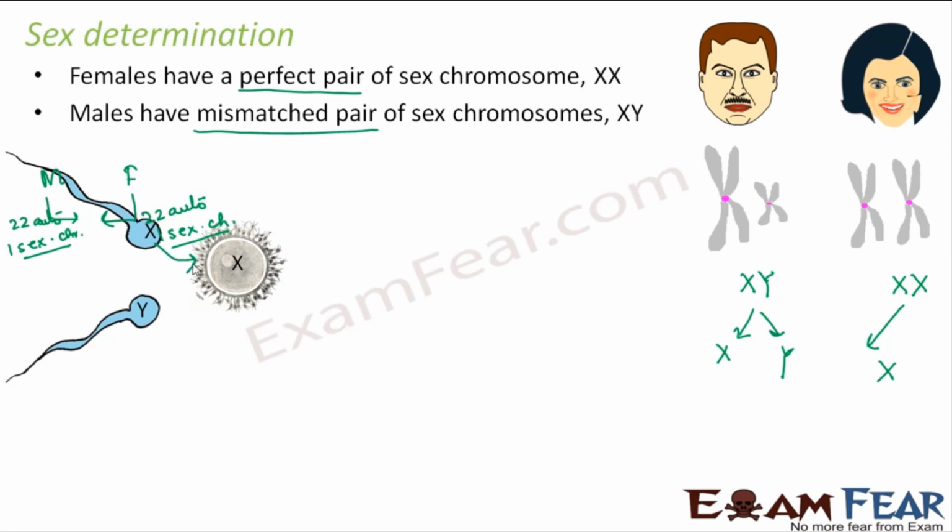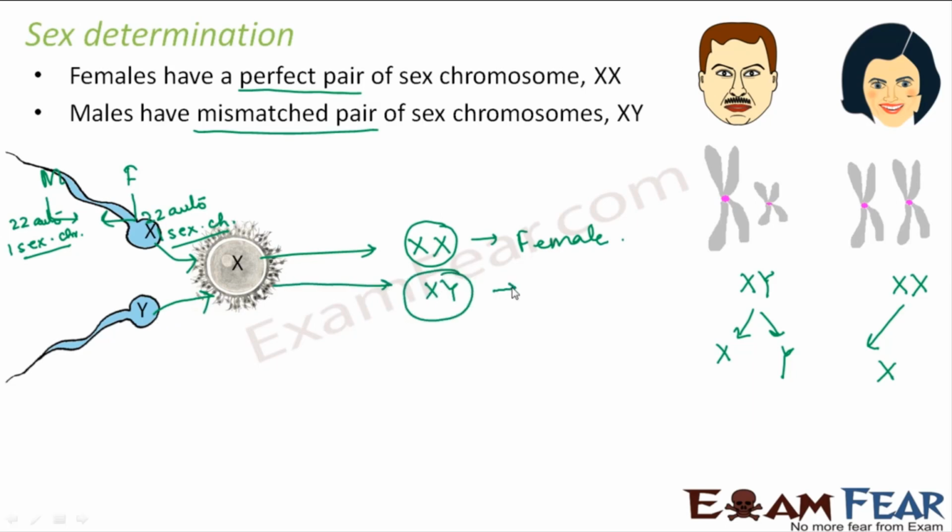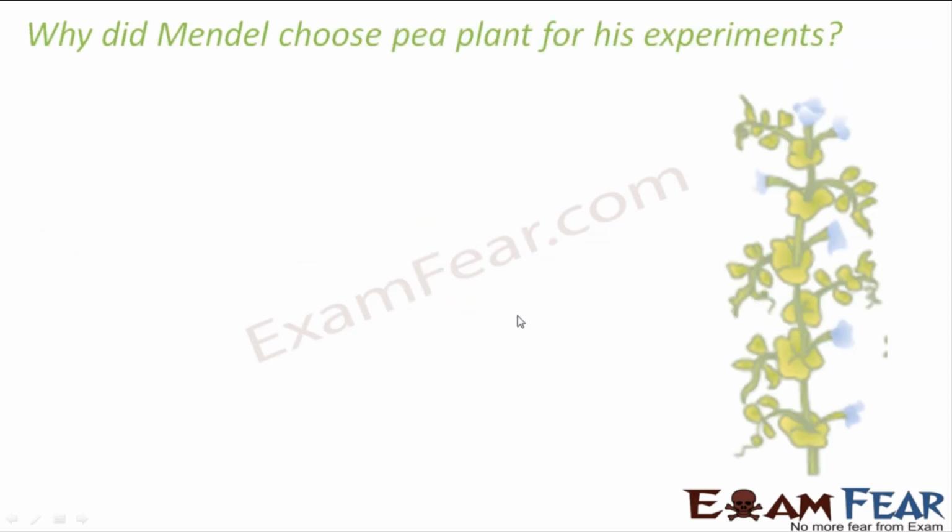Now what will happen if the sperm carries an X? So this X and X will combine and form XX. And what is XX? XX is a female. So a female child will be born. But if the sperm carries a Y chromosome, in that case the Y will combine with X and form XY. And what is XY? It is a male. So the child born is going to be a male. So that is how we can say that it is always the father who decides the sex of the child, whether it is going to be a boy or a girl.